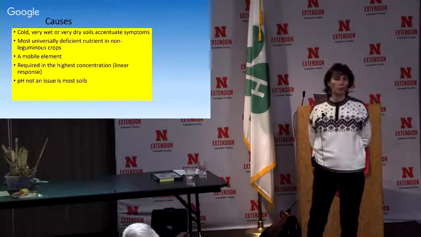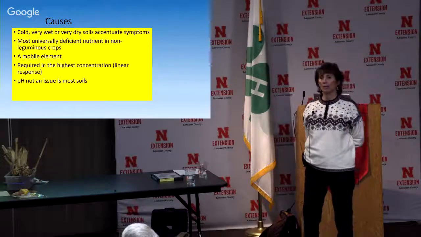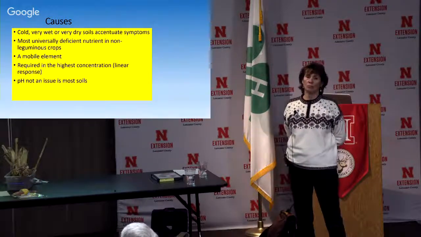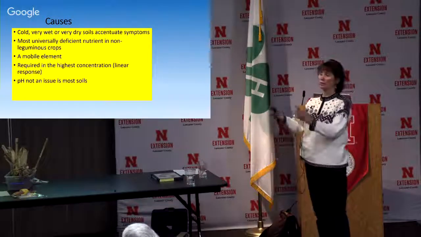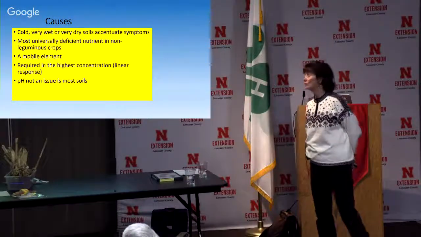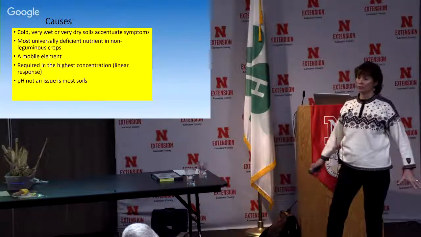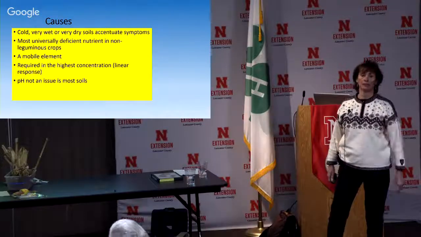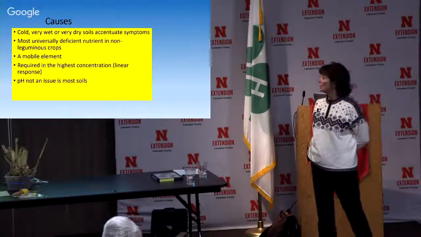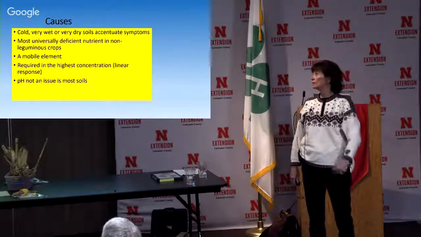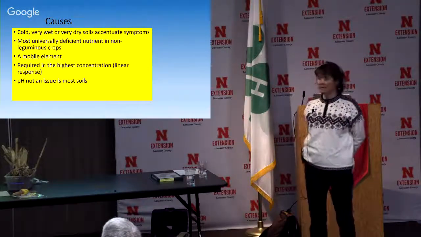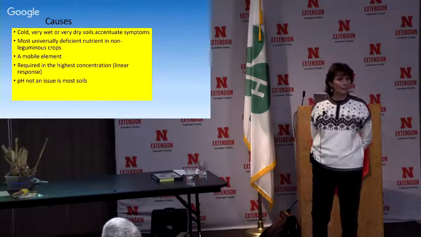It's highly mobile. So you can get a deficiency when you go to tassel, and you'll start seeing the lower leaves start to die. There's not enough nitrogen there, and the roots can't take it up. They'll take it from the other leaves. It's required in the highest concentration. As I said, there's a linear response. And pH doesn't seem to be affected by the soil pH.